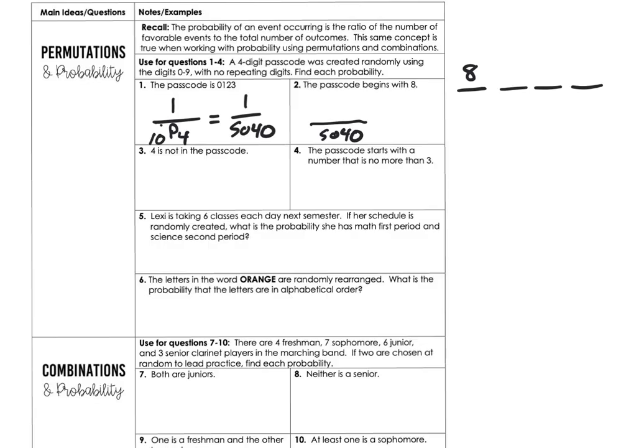But now, on number 2, it says my passcode begins with 8. So now we have 3 other slots that need to be filled. How many numbers do we have left here? 9. And out of those 9, we only need 3 numbers. 8 cannot be used again because we already used 8, so we have 9 numbers left, and out of those 9 numbers, we're going to pick 3 of them for our passcode. So we do 9P3.